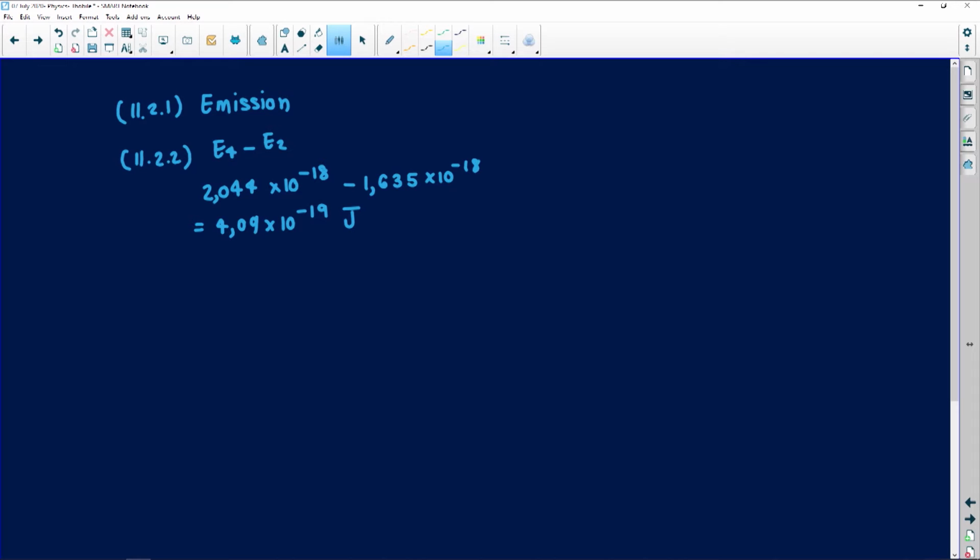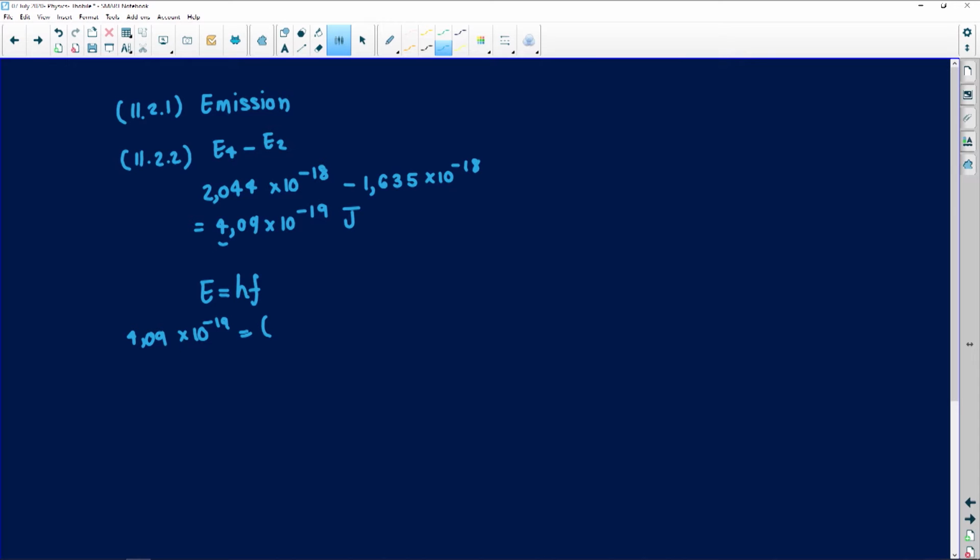But they wanted us to calculate the frequency. So the next thing, from my formula sheet, I've got E is equal to hf, E being my energy, h is Planck's constant, and f is the frequency that is required. So I'm just going to work backwards. I'm going to put this number for my energy: 4.09 times 10 to the negative 19. Always remember to write the formula because you get a mark for that.